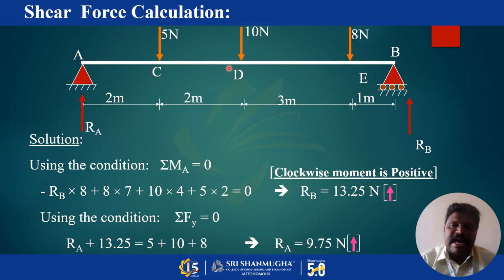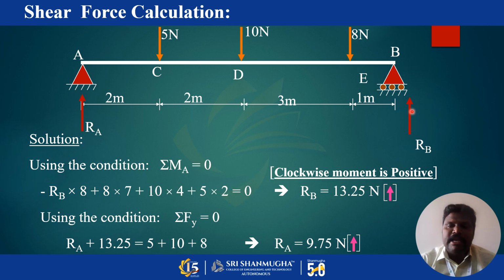So for the load acting at the point D, from the moment point to the load point the distance is 4 meter. This is the perpendicular distance for the 10 kN load acting at D. So 10 into 4, 5 into 2. These three are in the clockwise direction, and RB into the total distance 8 is anti-clockwise. So equating clockwise moment to anti-clockwise moment, from this we can calculate the value of RB.